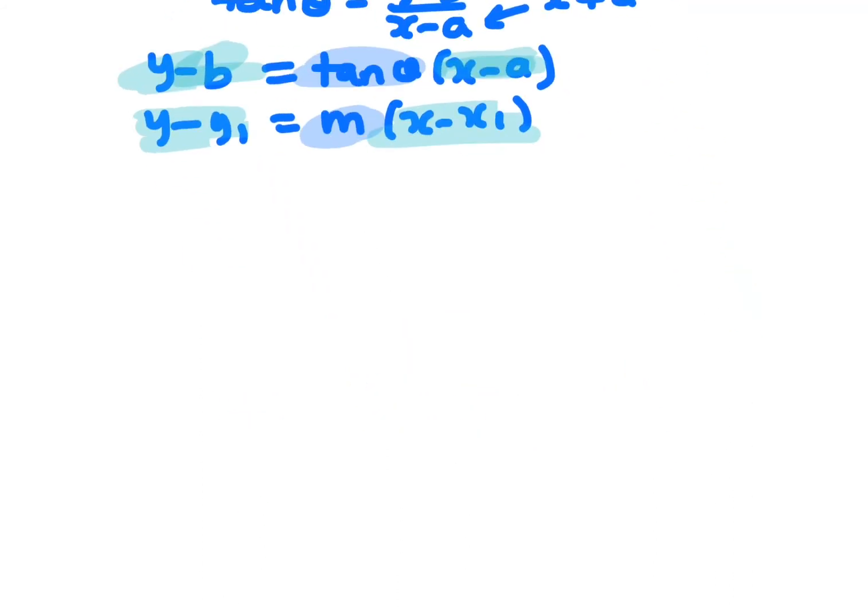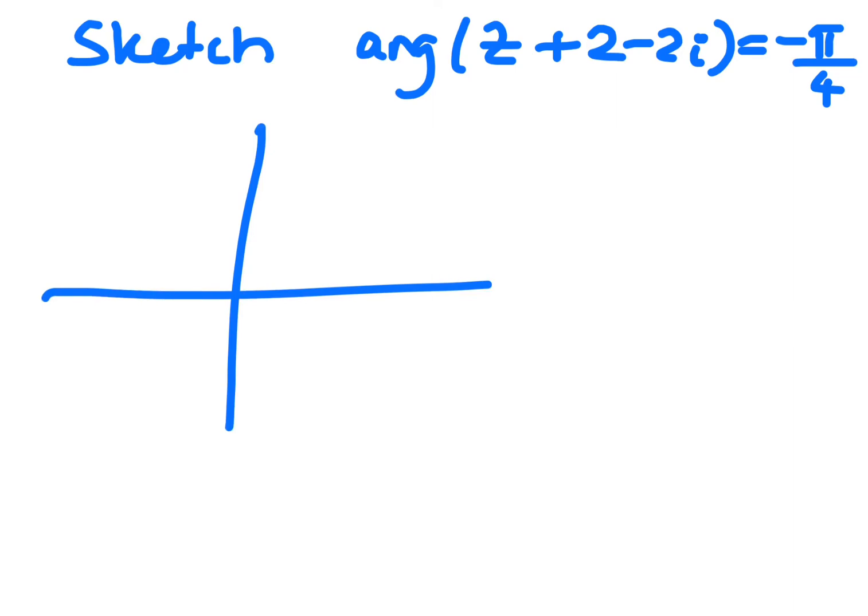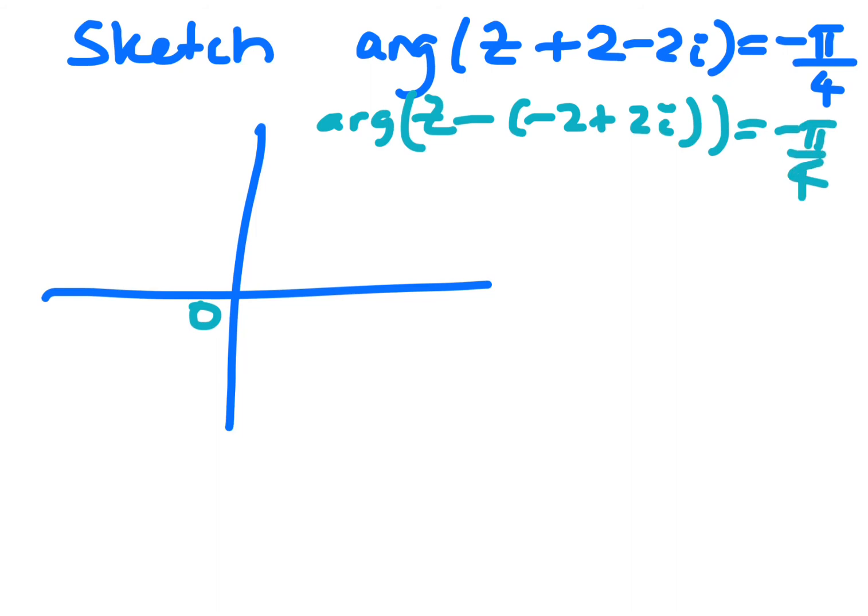Okay, so let's look at one of these, and we're just going to sketch one of them. So we're going to sketch the argument of z plus 2 minus 2i equals minus pi on 4. Basically we need to get the point first. So we go arg of z minus (minus 2 plus 2i) equals minus pi on 4. So the point is (minus 2, 2). You put an open circle there, dot the line.